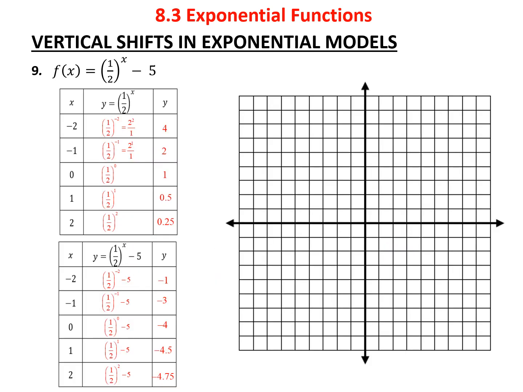So I put the tables in from our previous slides, so let's just graph them. First points here on the first graph: (-2, 4), (-1, 2), (0, 1), (1, 1/2), (2, 1/4). All right. Now let's draw a line. There we go. And let's do the second one, (-2, -1), and we find our graph. And notice the blue graph is simply 5 units down from the red graph. That's a shift down 5.